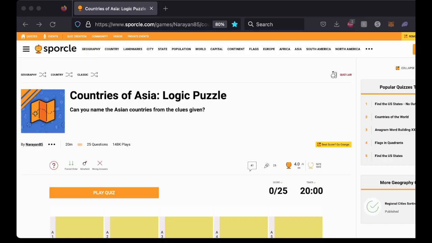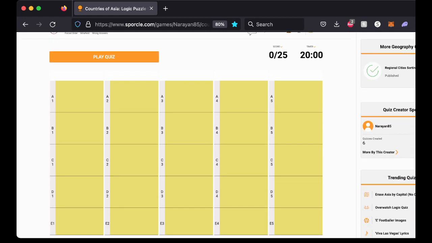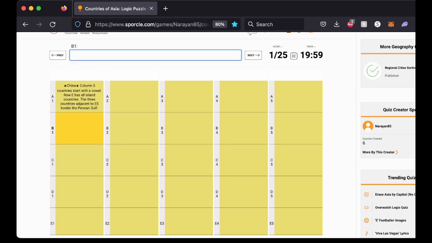Okay, so the first quiz will be countries of Asia logic puzzle. So they'll provide hints. We have to put the right country in the correct cell. So let's begin. Okay, column 5, countries start with a vowel. Okay, row E has all island countries. The 3 countries adjacent to E5 border the Persian Gulf.